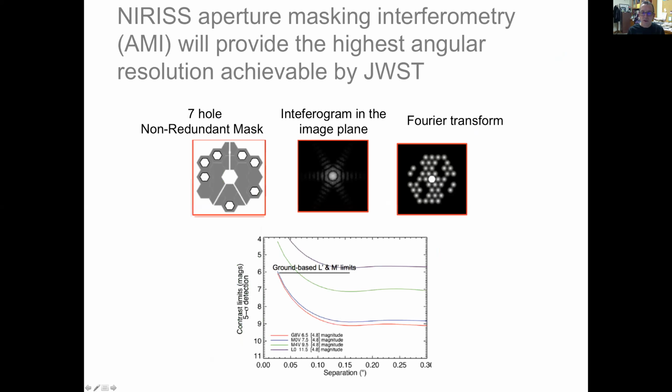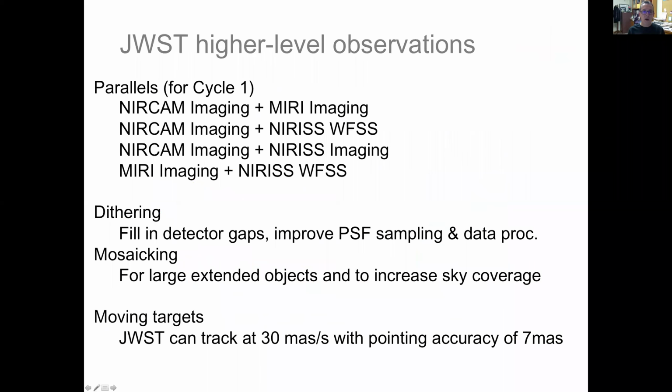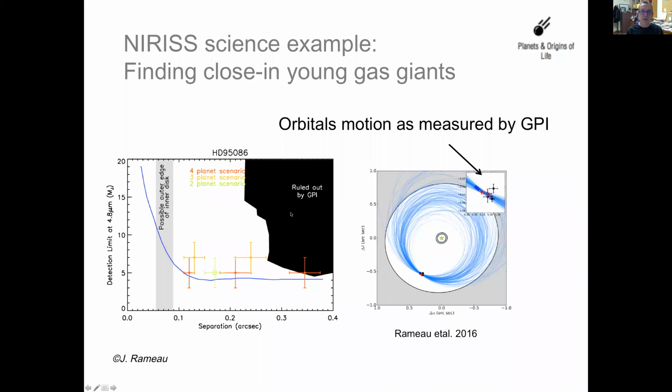So this is very complementary to NIRCam and MIRI. Let me show you an actual target as part of our GTO program. This is led by Julien Rameau. Julien actually discovered that planet, which was followed up by GPI, and the points you see here are actually orbital motions. And that system, we know it has a disk, and it is suspected to have maybe other giant planets inward. And the black region here is what we were able to rule out with GPI.